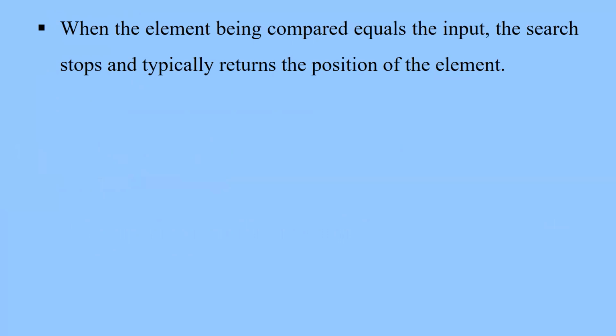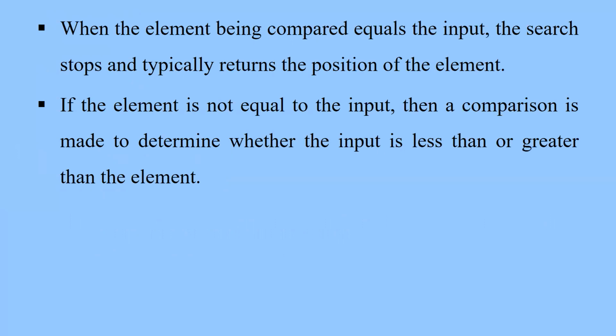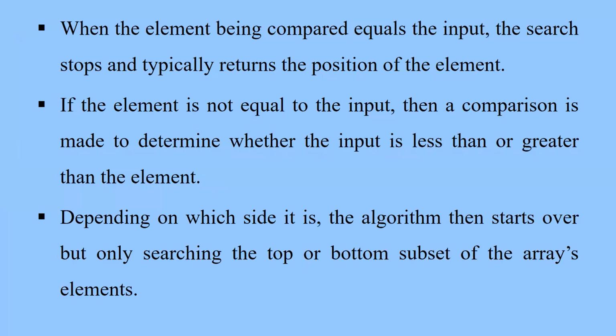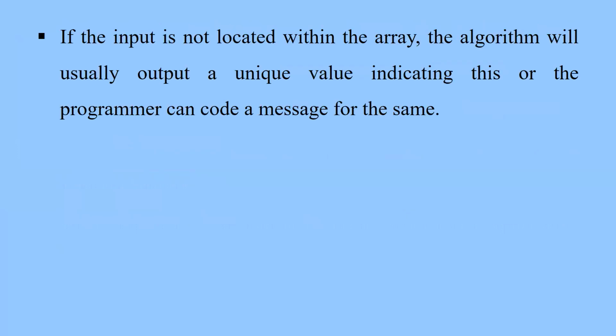When the element being compared equals the input, the search stops and typically returns the position of the element. If the element is not equal to the input, then a comparison is made to determine whether the input is less than, or greater than the element. Depending on which side it is, the algorithm then starts all over, but only searching the top or bottom subset of the array's elements. If the input is not located within the array, the algorithm will usually output a unique value indicating this, or the programmer can code a message for the same.